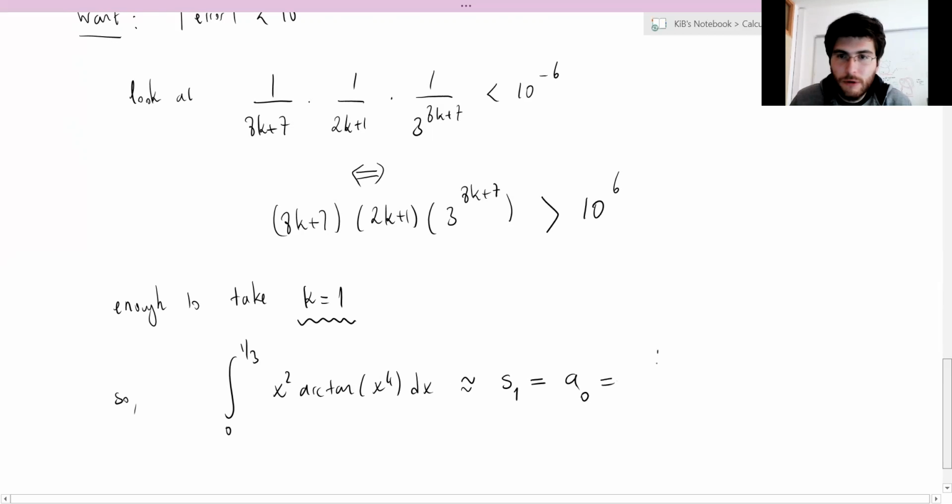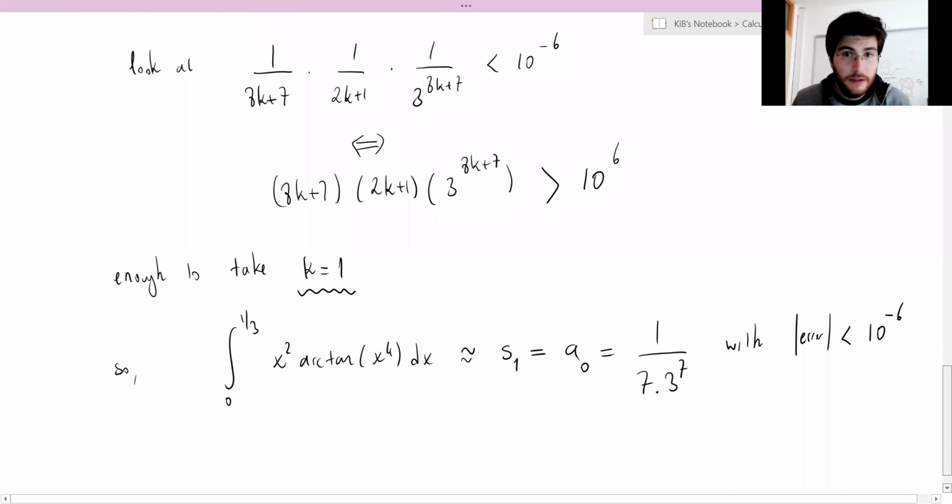And S1 is just the sum of the first term, which means this is just the first term. If you compute it when n equals 0, we get 1 over 7 times 3 to the 7, with the following sensitivity: error less than 10 to the minus 6. Okay, fine. So this is our result, basically. As you see, we have something bad. We cannot integrate it exactly, but still, remember, this is an approximation. This is not the exact value, but with this range here, we can really approximate.